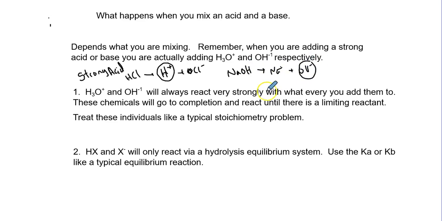So one thing to keep in mind is that when you add H plus ions and hydroxide ions, these will always react very strongly with whatever you add them to. These chemicals will go to completion and will react until there is a limiting reactant. Treat these individuals like any typical stoichiometry problem. We're going to spend the first couple slides just looking at these.